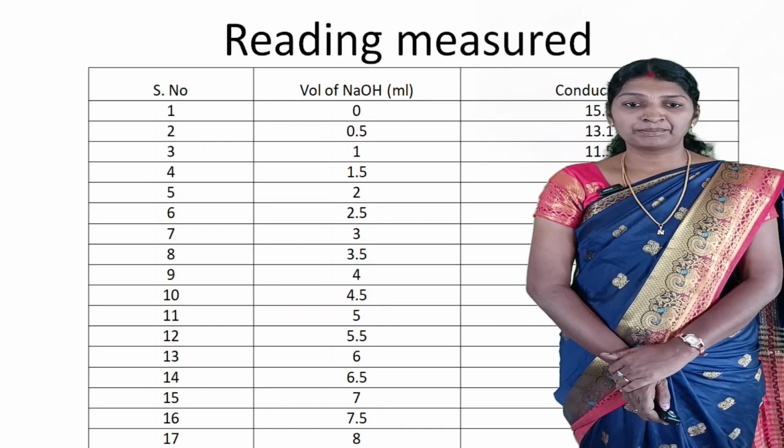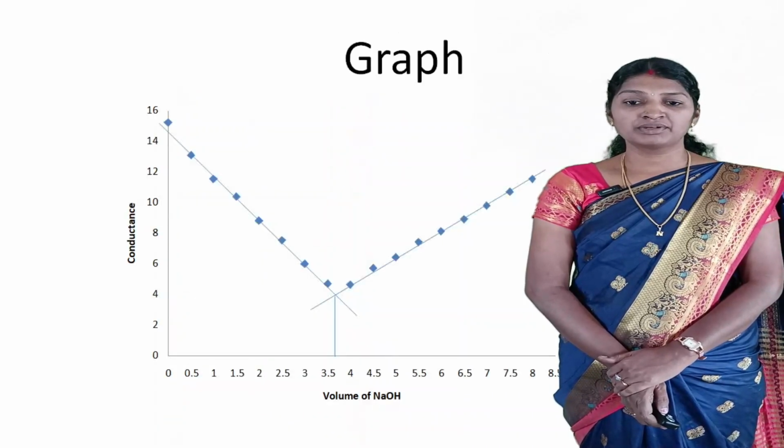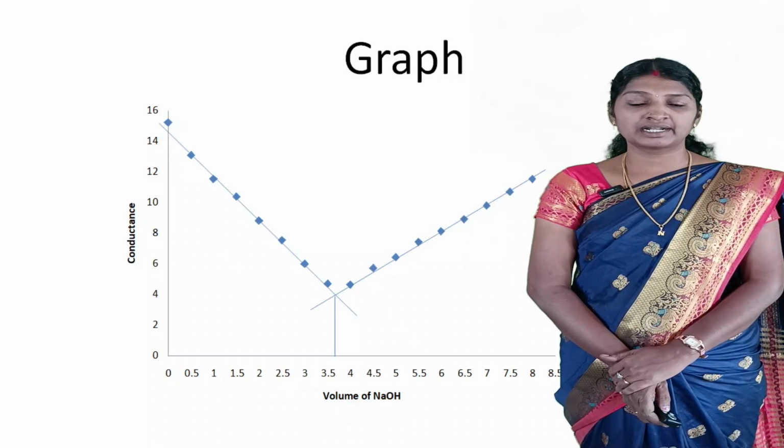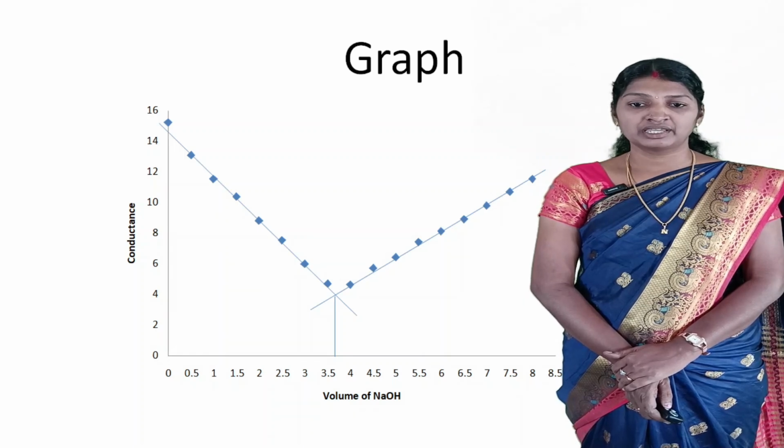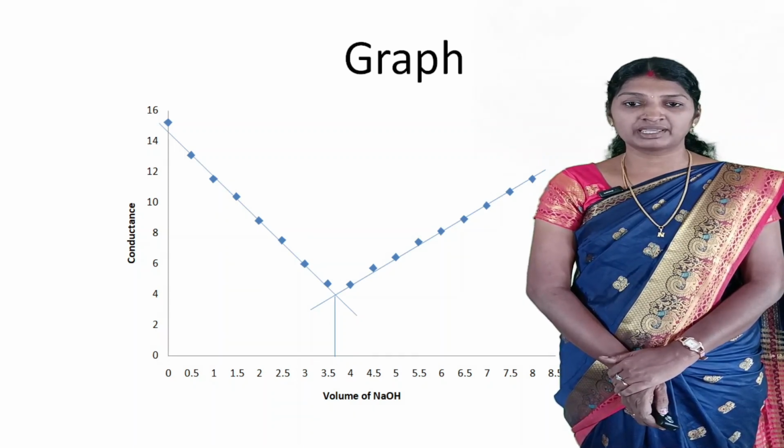This is the graph obtained by plotting volume of sodium hydroxide on the x-axis and conductance on the y-axis. Two straight lines are obtained. The point of intersection gives the end point, that is 3.7 ml.